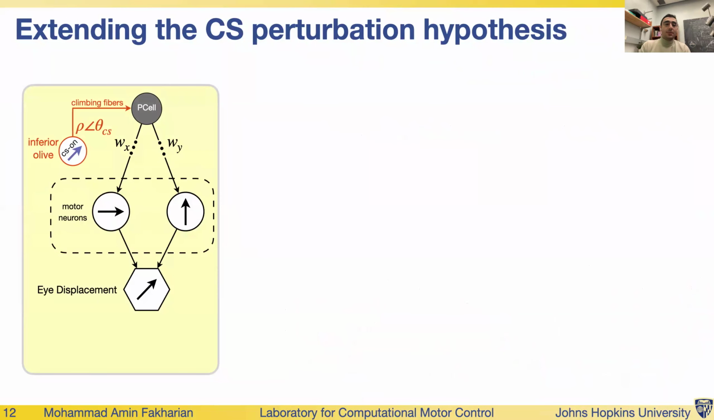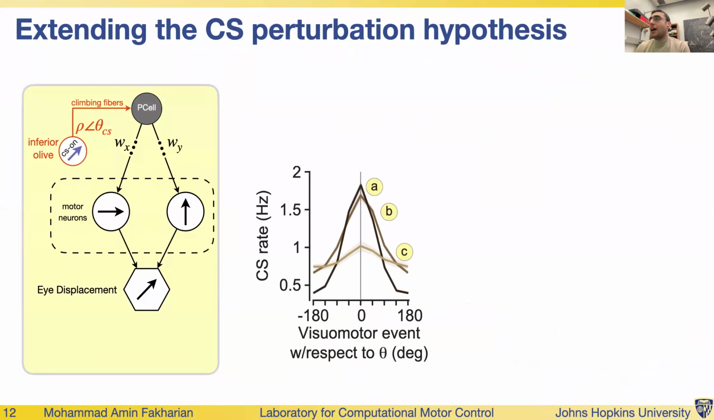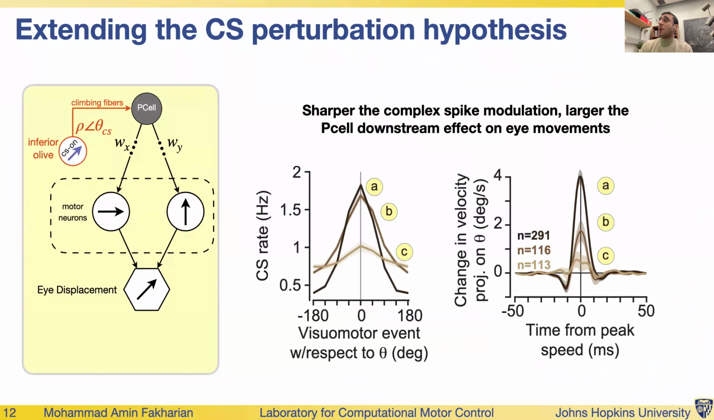So we extended the CS perturbation hypothesis by looking at different tunings of the complex spike. So some were more sharply tuned, some are less sharply tuned. So now the question is how does it affect the downstream? And what we observe is that the sharper the complex spike modulation, the larger the Purkinje cell downstream effect on the eye movements. And here you can see on the right that the dark brown group is pushing the eye more than the light brown, which has the sharper tuning versus less sharp tuning. So not only the weights depend on theta CS, but also on the rho, which is the amplitude of the tuning of the climbing fiber.